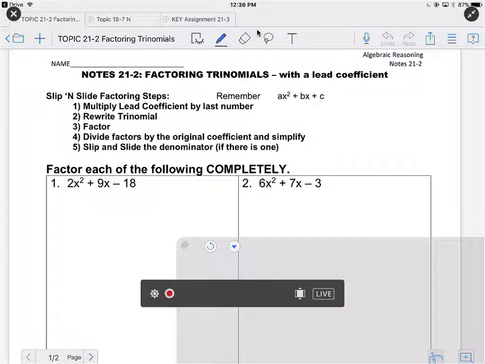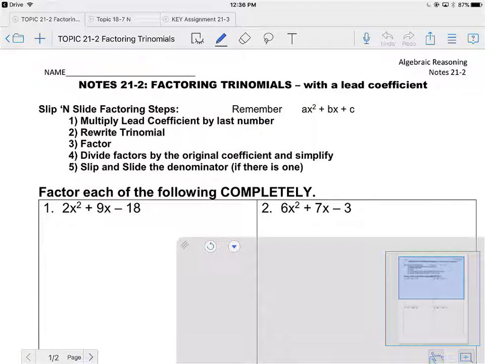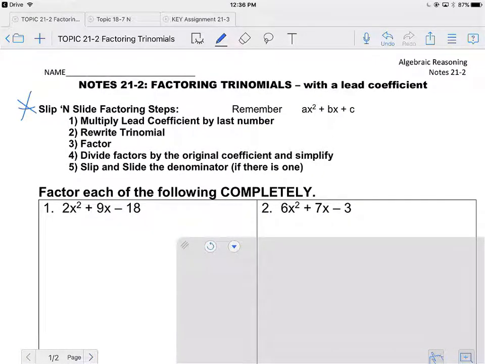This video covers notes 21-2 over factoring trinomials with a number in front, so reviewing our steps for slip and slide. This video should be played on May 11th, which is a Friday. So our steps for slip and slide are listed here. We have reviewed these a little bit, but let's walk through them.